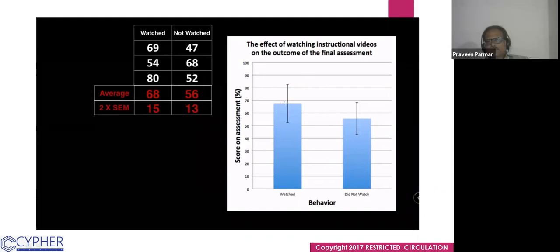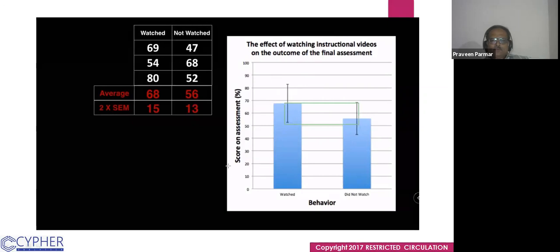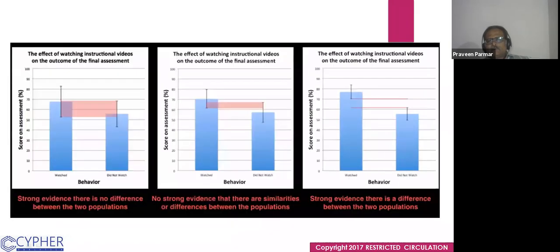If I take it, we have to do it this way. And you see the mean is overlapped. Yeah, the mean is overlapped. So it means, just a moment, I have to clear it. And you see, it means strong evidence there is no difference between the two populations. It is from the same population.